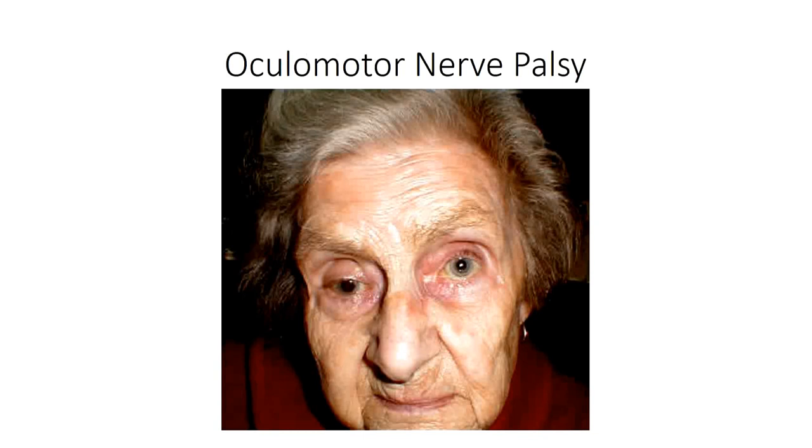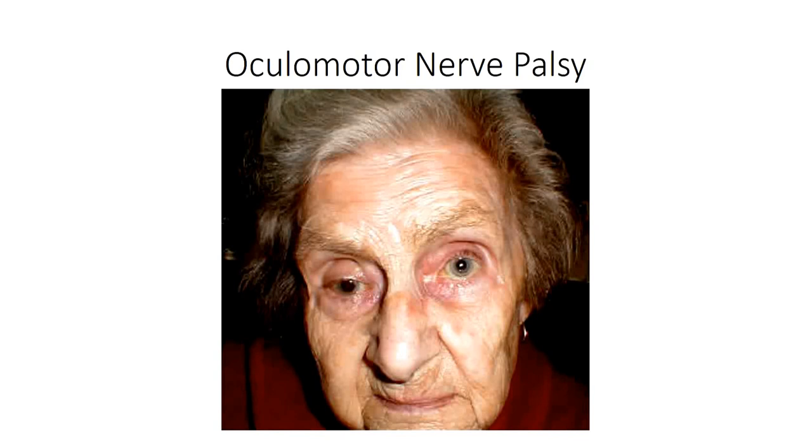Damage to the oculomotor nerve results in loss of motor function. This paralyzes all but two of the ocular muscles, which are now unopposed in their function. This results in abduction of the affected eye due to the unopposed action of the lateral rectus muscle, and depression of the pupil due to the unopposed action of the superior oblique muscle.